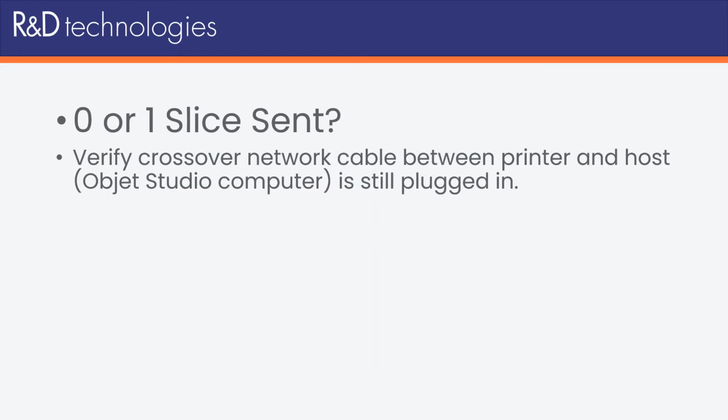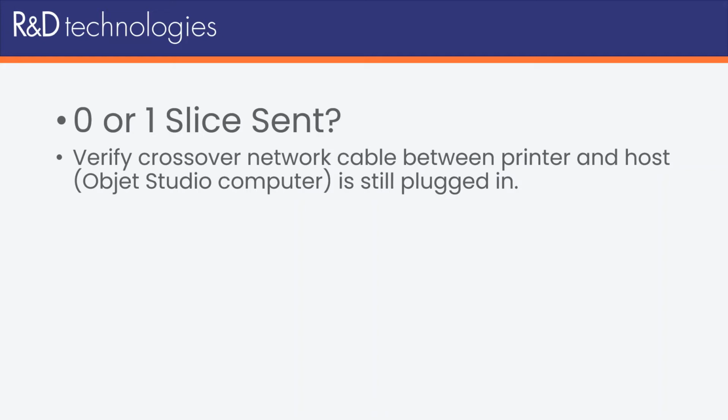If you started a print and only 0 or 1 slice was sent to the printer, this generally indicates a communication issue between the host computer running Objet Studio and the printer computer. The first thing to check would be to make sure the crossover cable that connects these two is still plugged in. Maybe someone accidentally bumped into the cable and it became dislodged, so it's a good idea to unplug and plug back in the cable on the back of the printer and on the back of the host computer.